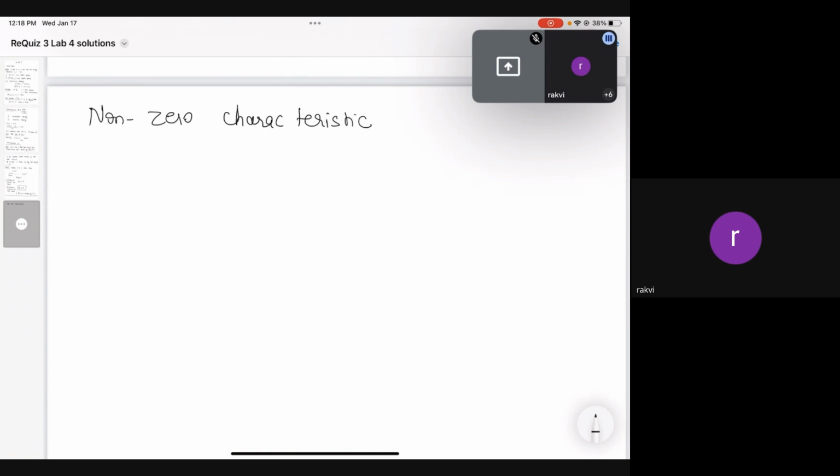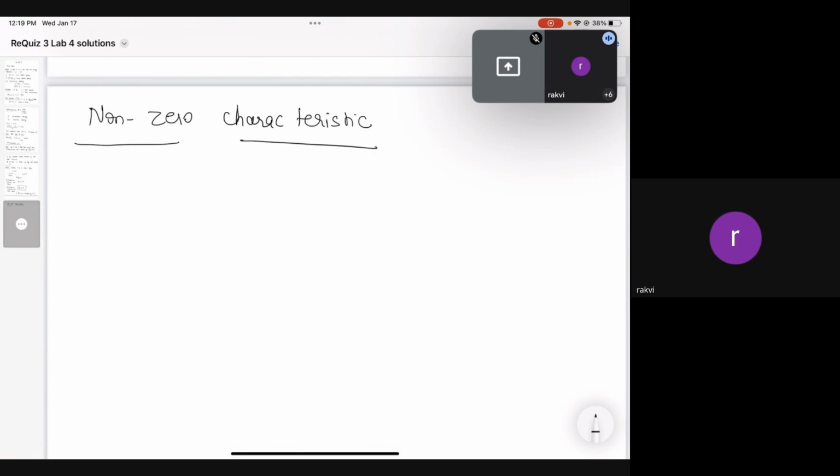Is Q the greatest common subfield in a characteristic zero field? Just to phrase this question better, are you asking that if we take all the characteristic zero fields in the universe, is Q the greatest common thing that we can get? Yes, that's true. Q is the greatest common thing you can get. So, non-zero characteristic.